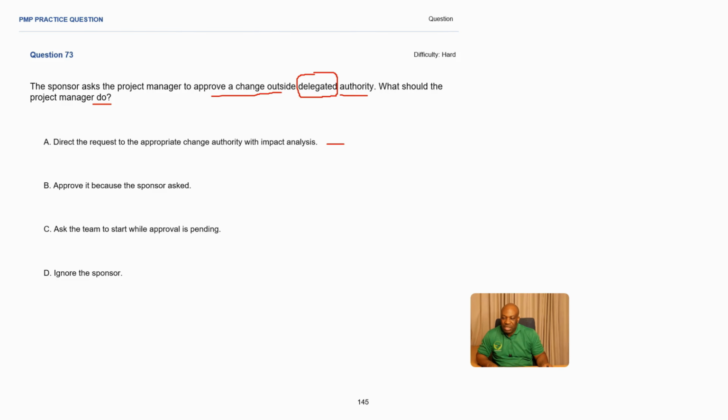B, approve it because the sponsor asked. No, you cannot do this. This is beyond your authority as a project manager. Right? C, ask the team to start while approval is pending. It has to be approved. In project management, something to be done has to be approved first for future reference. So this cannot be the answer. D, ignore the sponsor. You cannot ignore issues or risks in a project environment, making this one an incorrect answer.